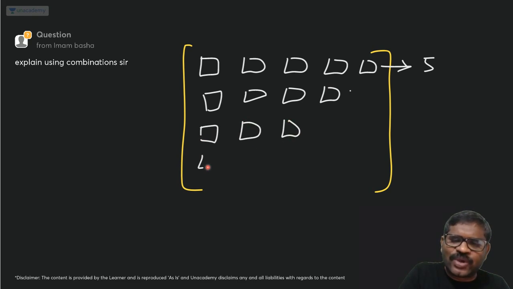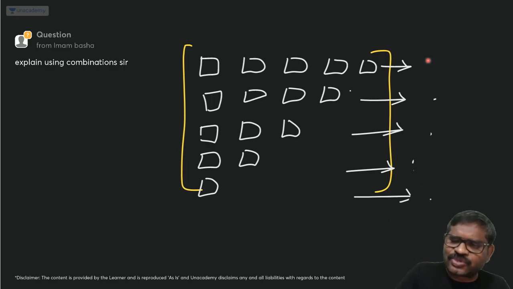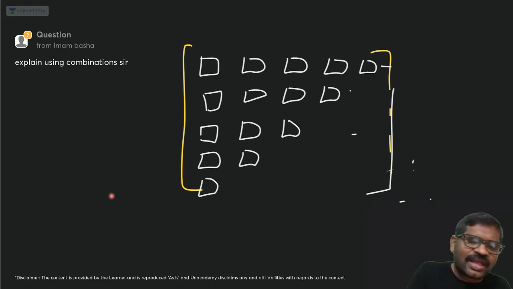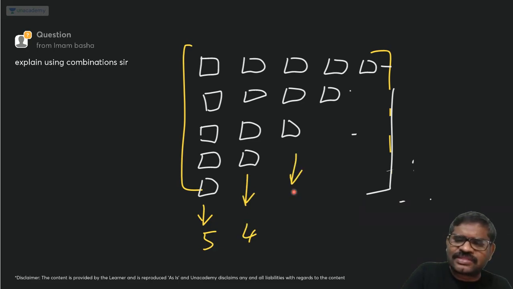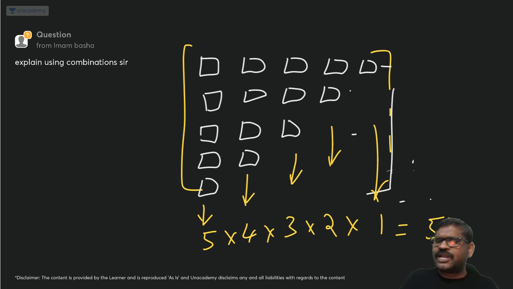Next row only 2 ways. Next row only 1 way. So 5, 4, 3, 2, 1. If I write like this, some students may add. That's why I am going to write like this. Here 5 ways, here 4 ways, here 3, here 2, here 1. 5 into 4 into 3 into 2 into 1, 5 factorial.